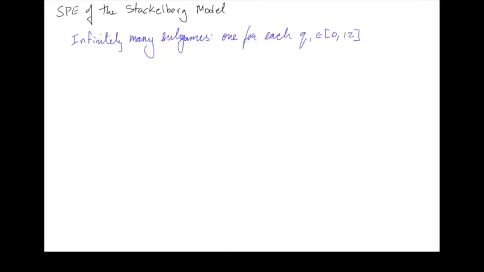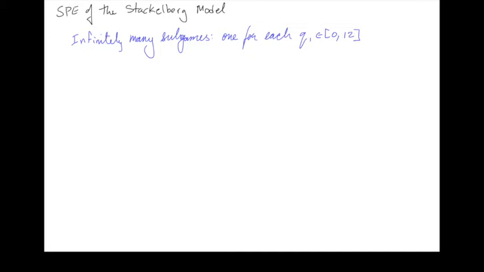So if we go back to the version of the Stackelberg model that we had seen earlier, where each firm has to pick a quantity between 0 and 12, and the price is given by 12 minus the total quantity. For each quantity that firm 1 could pick between 0 and 12, there's a subgame at which firm 2 must decide what its quantity is going to be. The subgame is, in a sense, trivially a game. There's only one player to this subgame.